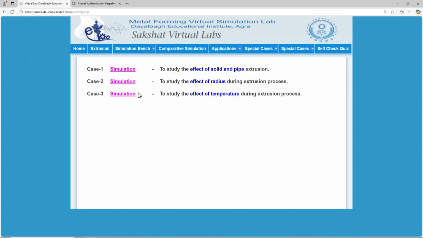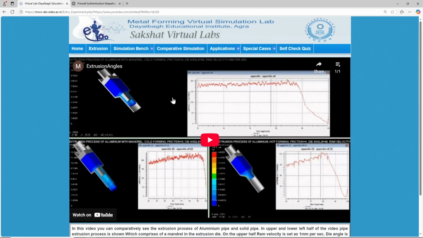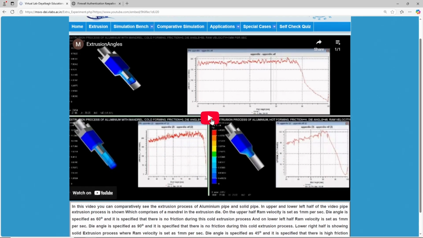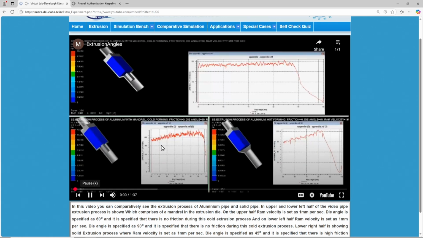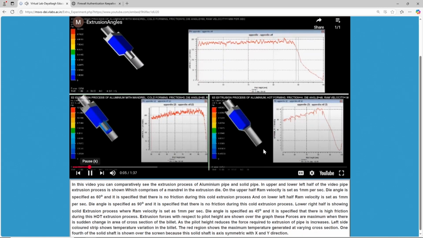Let me do a comparative simulation of the effect of temperature on the extrusion process. This is a video showing 3 parts. The top part is the pipe extrusion, the left half of the bottom is also pipe, and the right half of the bottom is the rod extrusion.